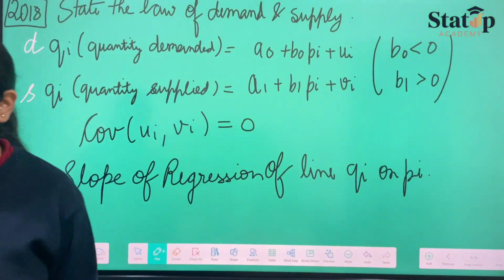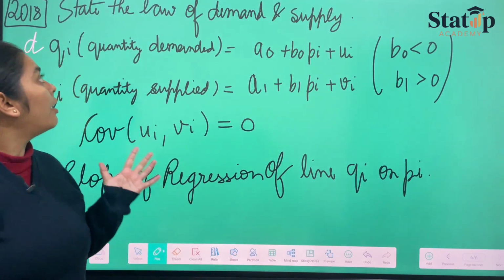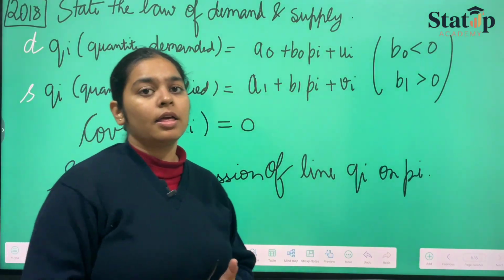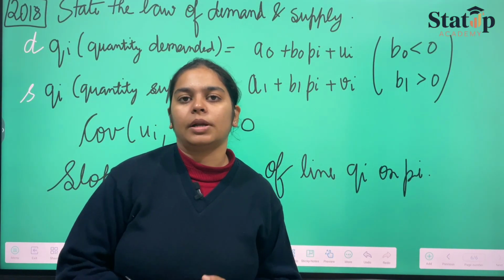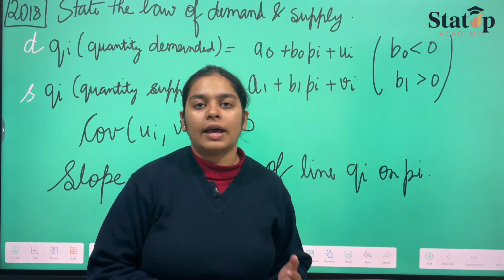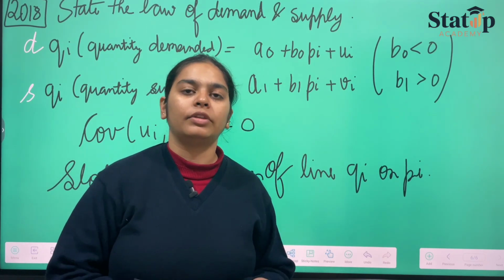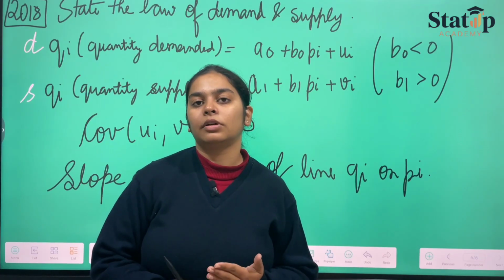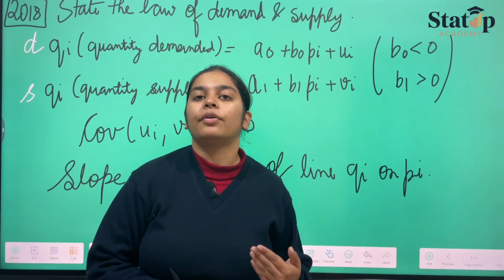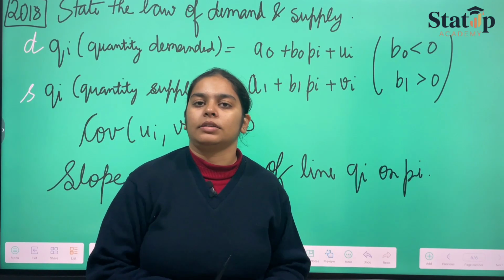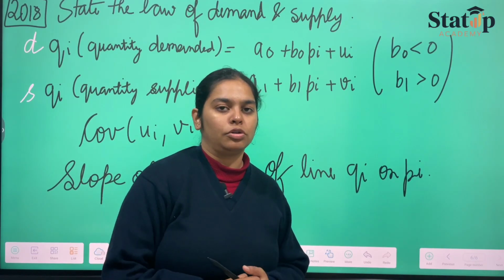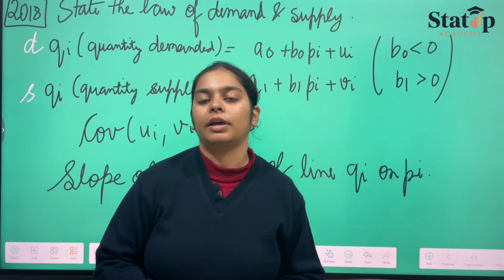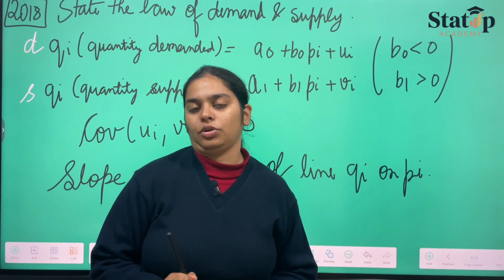So we have to find the slope of regression of line, and we have been given two functions. For this kind of question, first of all, we have to state the law of demand and supply. The law of demand and supply states that, keeping everything constant, as the price of a commodity increases, the demand of that commodity decreases, and as the price of the commodity increases, the supply of that commodity increases. That means demand is inversely proportional to the price, and supply is directly proportional to the price.